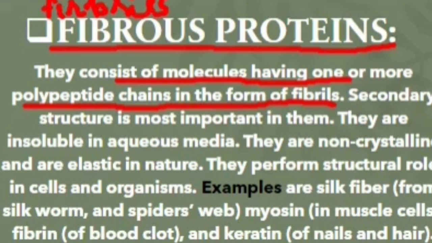Secondary structure is the most important in them. As we discussed in our previous lecture, the secondary structure of hemoglobin and the alpha-keratin structure are examples of fibrous proteins. They are insoluble in aqueous media. These are the properties of fibrous proteins. The first property is that they are insoluble in aqueous media.